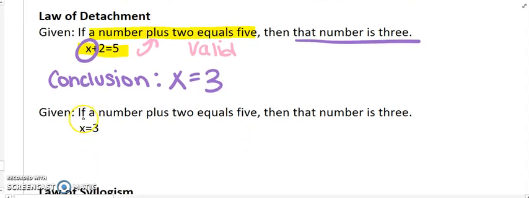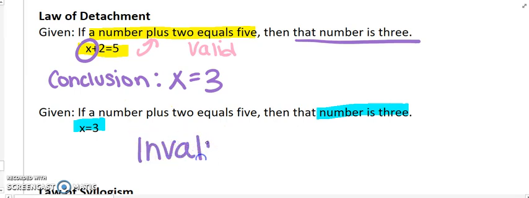Take the same given, the same first part of the given. If a number plus 2 equals 5, then that number is 3. This time they told me x is 3. Does that match the hypothesis? No, it matches the conclusion. So this is invalid, or I would say there's no valid conclusion either way. Okay, so there's an example of a law of detachment that works, and one that doesn't.